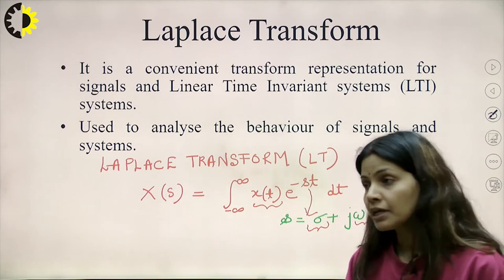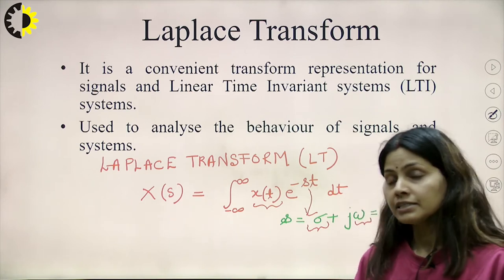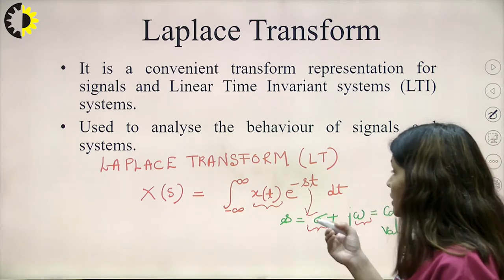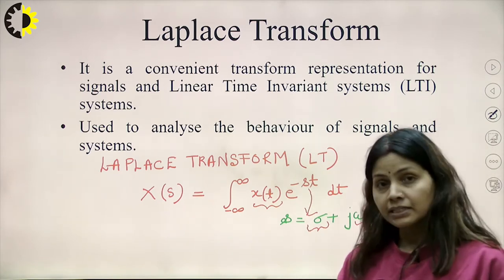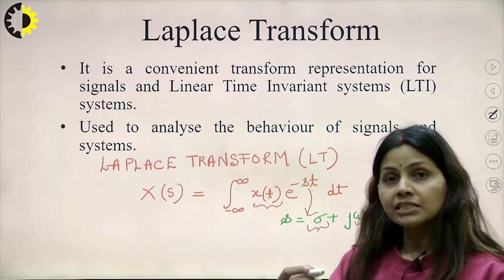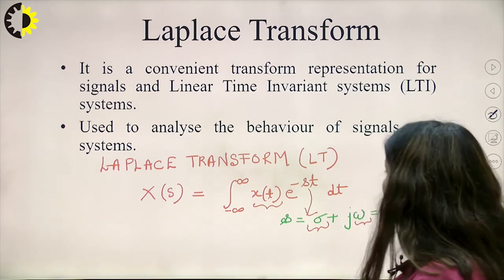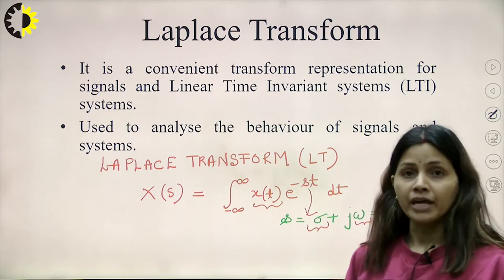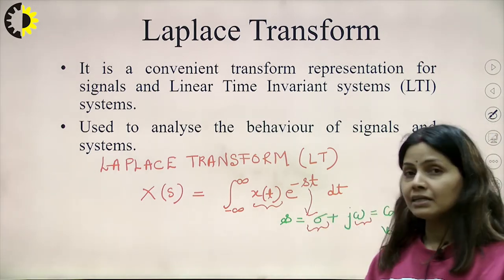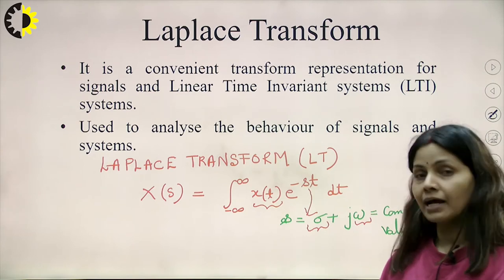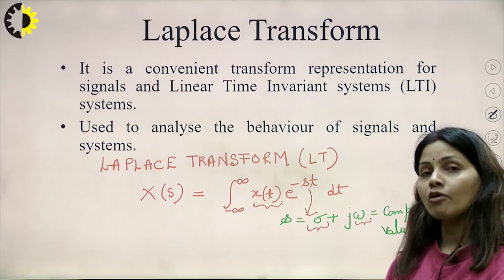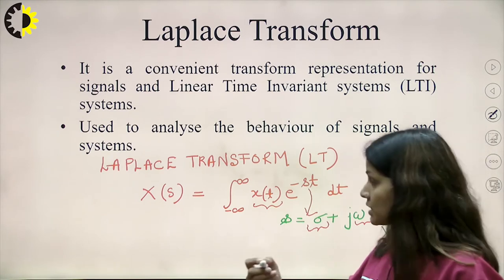That means as we analyze the signal in the XY domain, on the x axis we are taking the real part of s and on the y axis we are taking the imaginary part of s. We will see later how to represent the S plane and how to locate the poles and zeros on the S plane, that we will discuss later on.